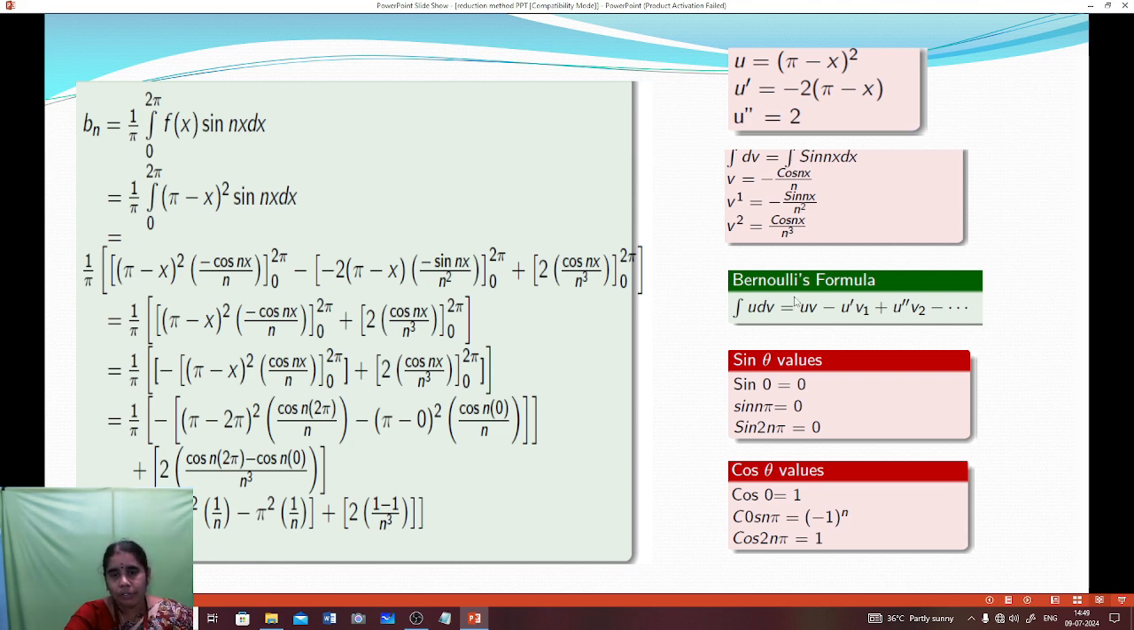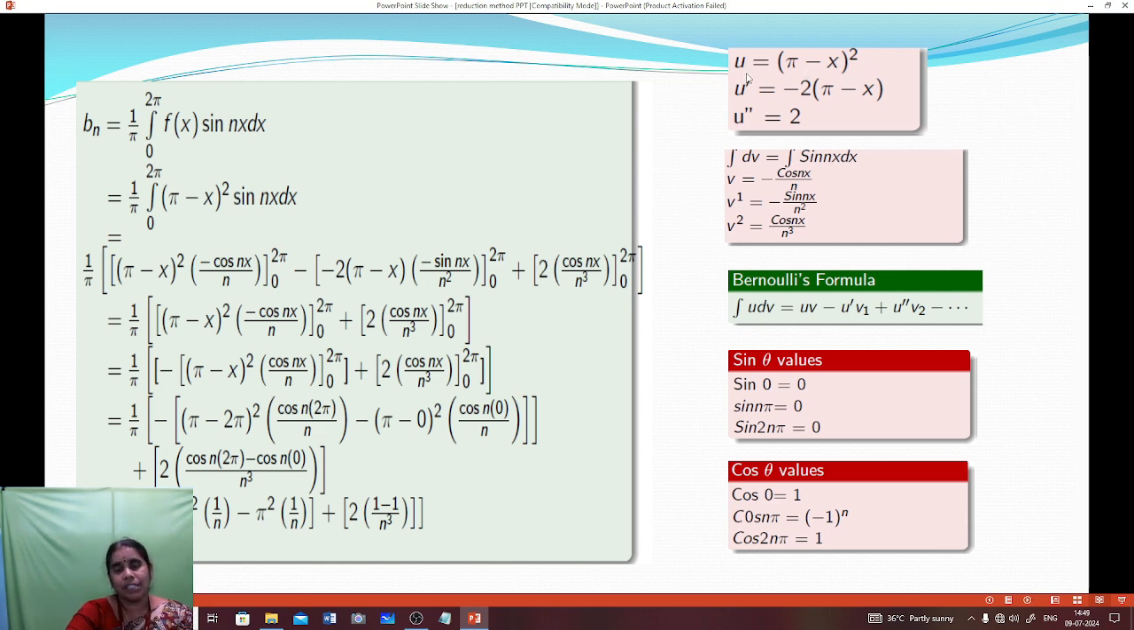What is our Bernoulli formula? Integral u dv is equal to uv minus u dash v1 plus u double dash v2 minus etc. So we have to choose what's our u and what's our v. So take our u as pi minus x the whole square. On differentiating u, on integrating v, and substituting in the Bernoulli formula, we can find a value for bn. Okay, move on to u. U takes the value of pi minus x the whole square.